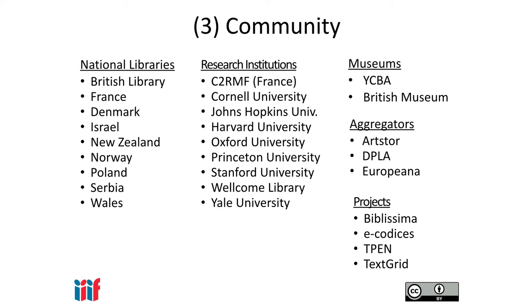And then the third aspect of IIIF, we've got the APIs, the software, and I think maybe most importantly is the community. It started off small with maybe half a dozen institutions talking about this, and at this point the community consists of upwards of 9 national libraries who have all made commitments to make their image resources IIIF compatible. A number of research institutions, including C2RMF, which is the research institute associated with the Louvre, and a number of academic research libraries in the US and Europe. We've got a small but important number of museums, and this is why we're here, to talk to the museum community about the potential of IIIF for you. The Yale Center for British Art and the British Museum.